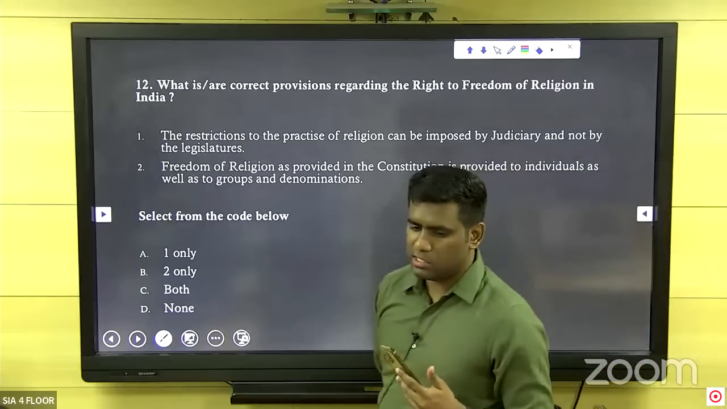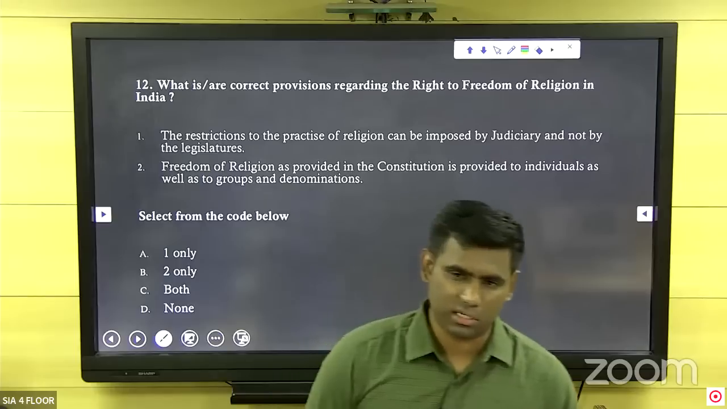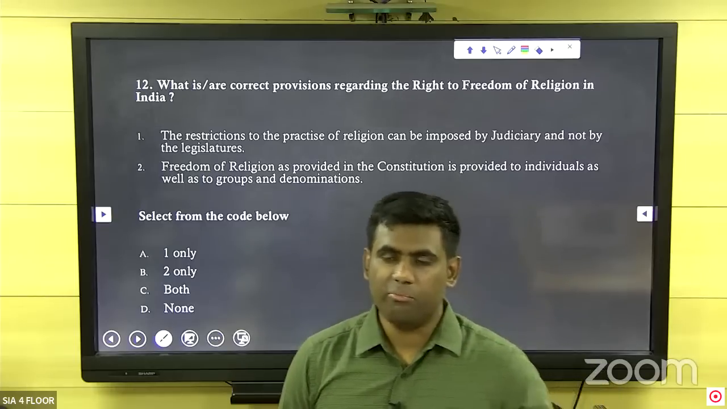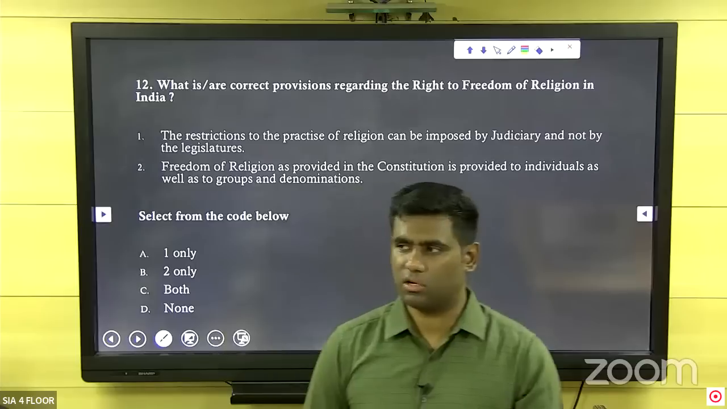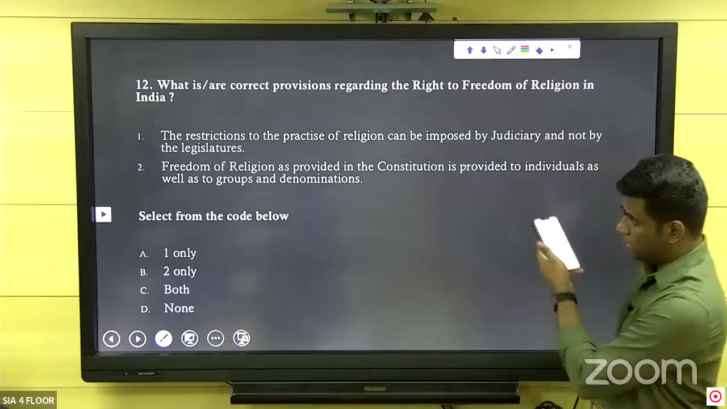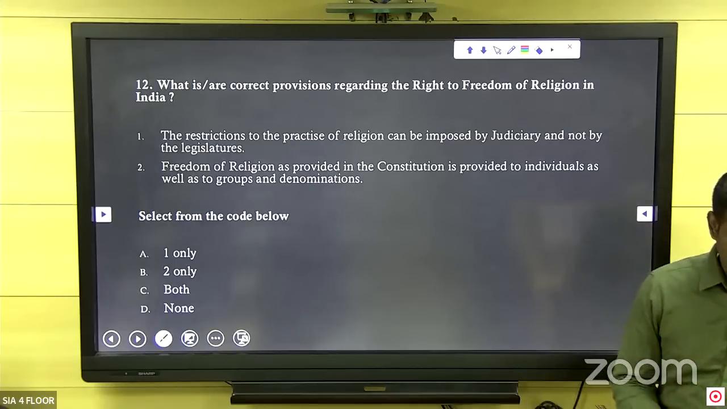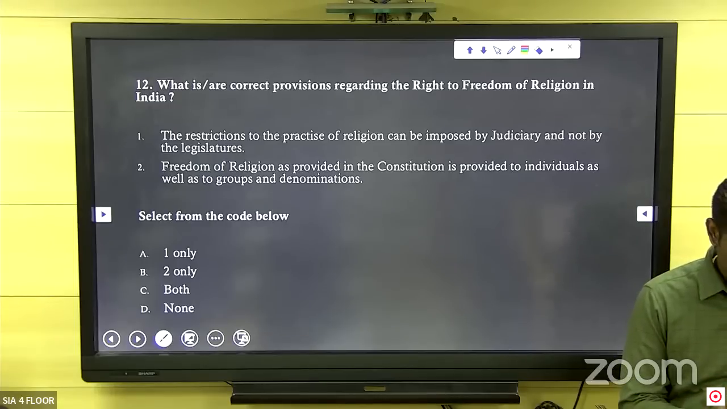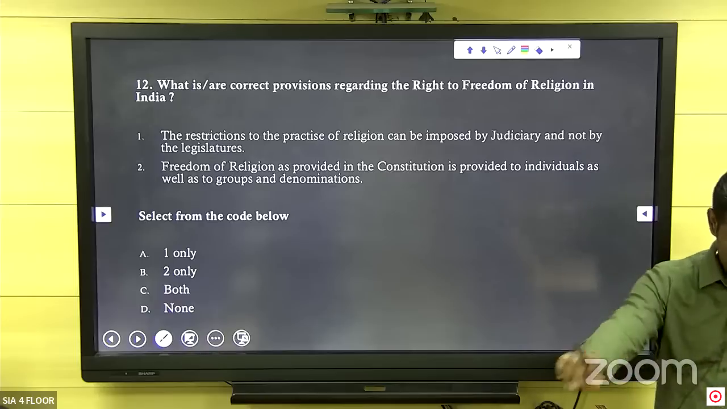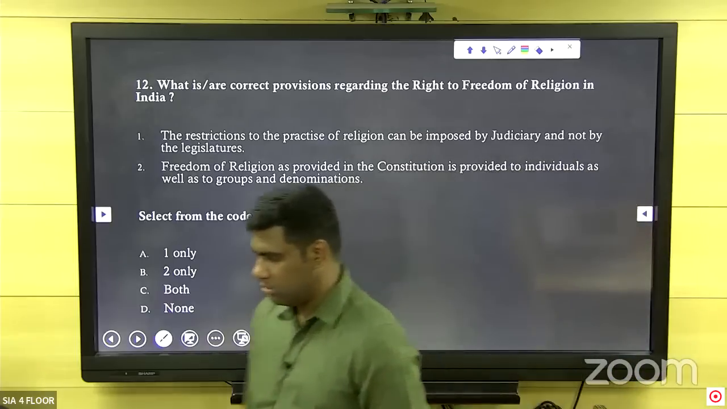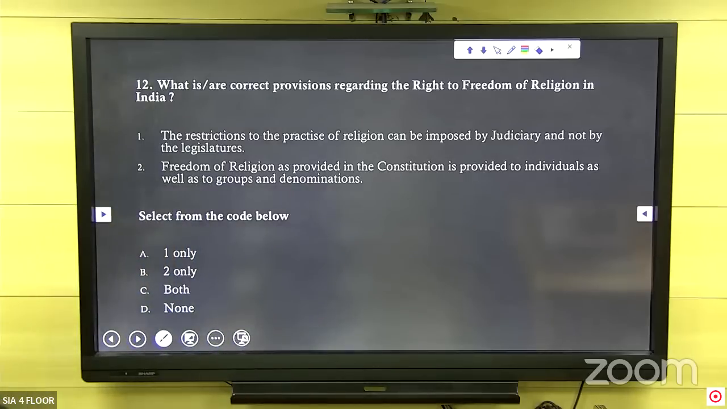So basically, wearing hijab comes under freedom of religion. So can the state impose restrictions on the free practice of religion or not? That is the essential question. Right. Based on that, this question has been framed. What are the correct provisions regarding right to freedom of religion in India?